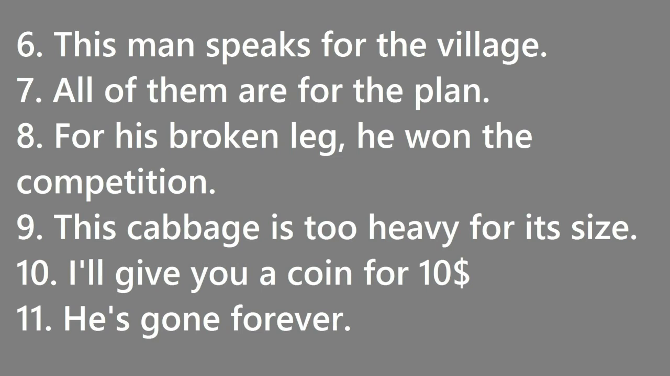This cabbage is too heavy for its size. In this type of sentence pattern, this cabbage is too heavy for its size, heavy for its size tells you the connection between two things again. Like we are comparing the weight with the size, and we can use it like this: this cabbage is too heavy for its size. I'll give you a coin for $10. Okay, so in sentence number 10, the meaning of for is in exchange of.